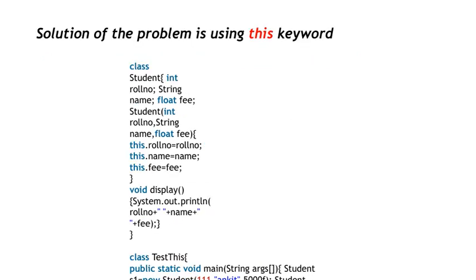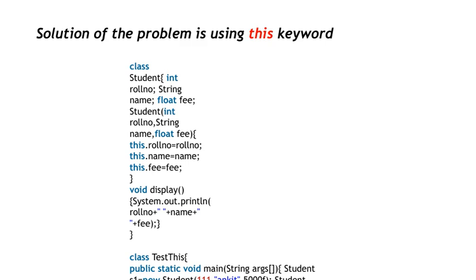Now let's take a closer look at the solution to our problem, which revolves around defining and using a class named student. Here, we start by declaring the class with the keyword class followed by the class name student. Inside the class, we define 3 data members, an integer roll number, a string name, and a float fee. These variables represent the essential attributes of a student.